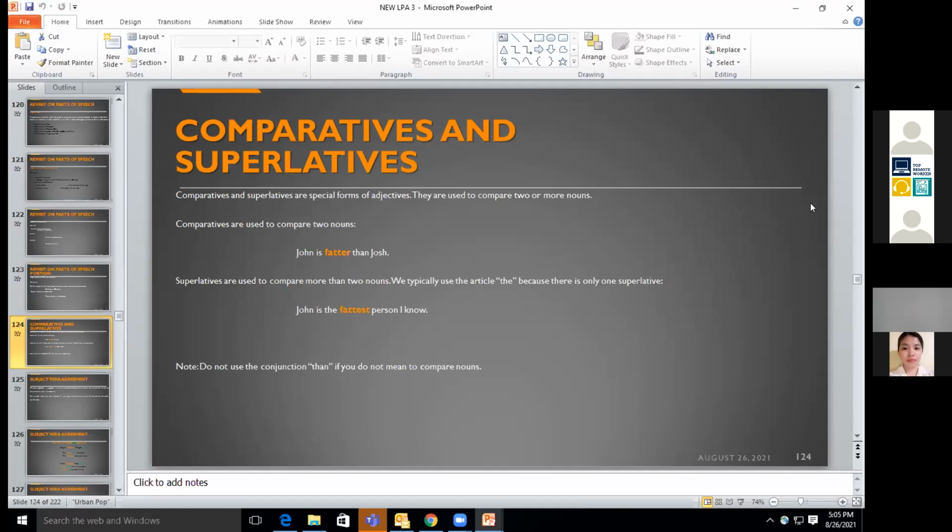Okay, there's a note there. Do not use the conjunction "than" if you do not mean to compare nouns. Okay, so there should be a comparison if you're going to use "than."